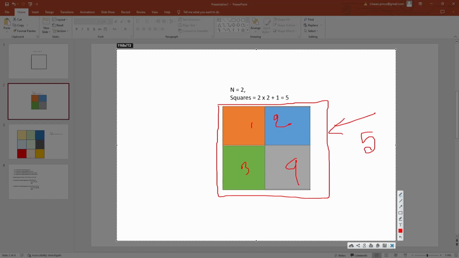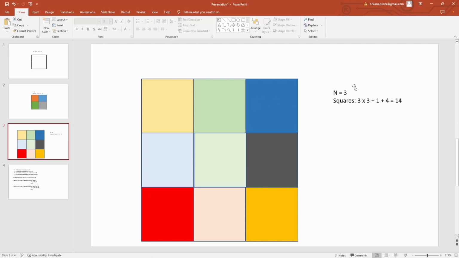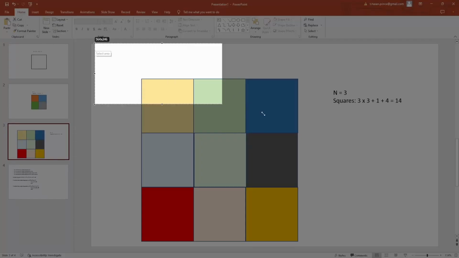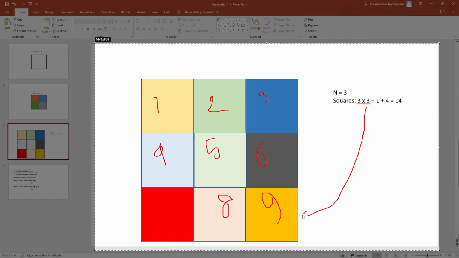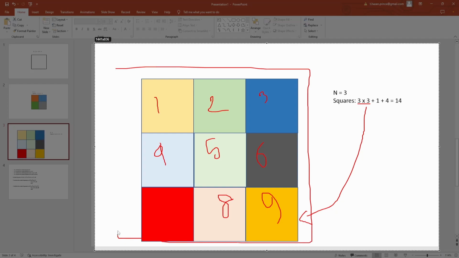Now let's go to n equal to 3. How many squares do we have? Here we can see that we have 14 squares. How? Let me draw this. 1, 2, 3, 4, 5, 6, 7, 8, and 9. So here we have 9, right? 3 multiplied by 3, we have 9. Now 1. 1 is the whole square, that is 1.